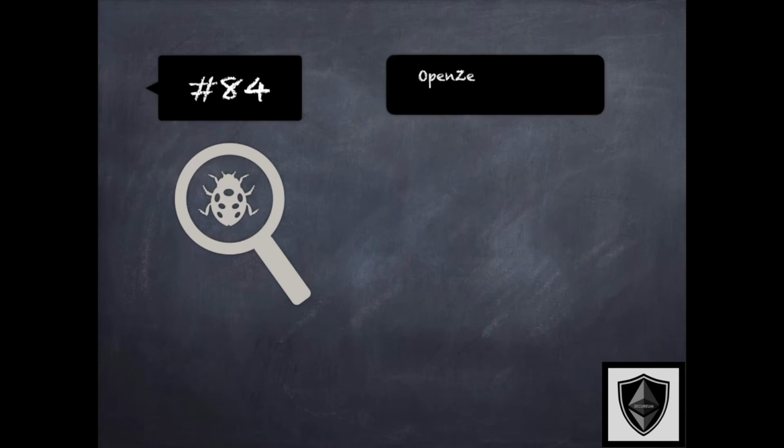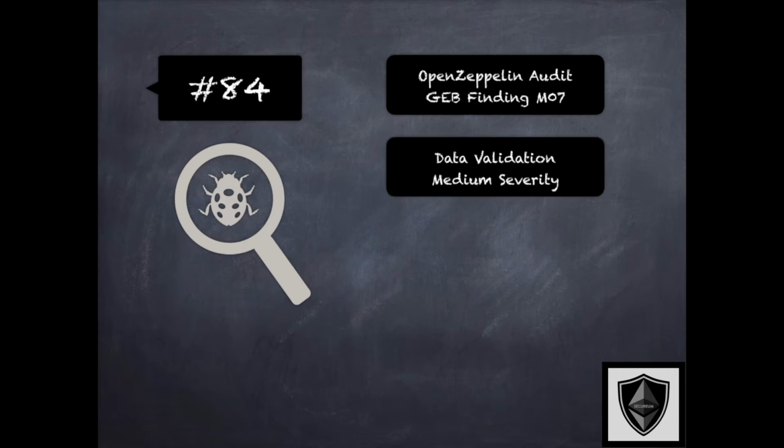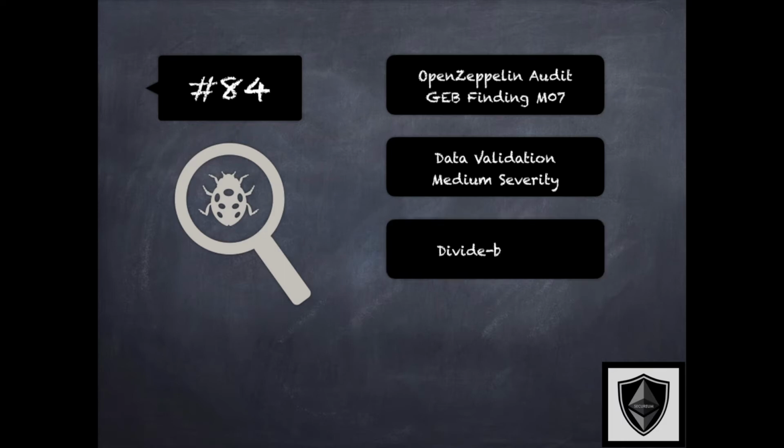84 is a finding from OpenZeppelin's audit of GB, where it was a medium severity finding related to data validation, in which unsafe division was performed in R-divide and W-divide functions. For context, the functions R-divide and W-divide accepted the divisor y as an input parameter without checking if the value of y was 0. So if that were to be the case, the call would revert due to division by 0 error.